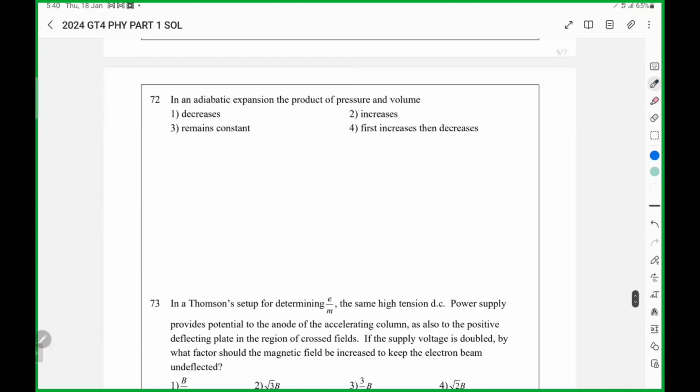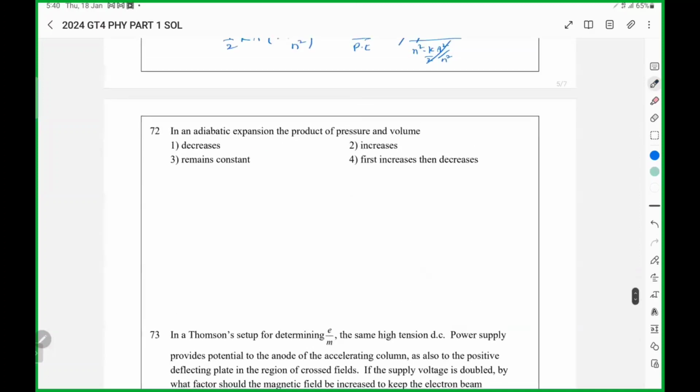So in adiabatic expansion, product of pressure and volume, it's a theoretically good question. First law of thermodynamics. For adiabatic process, delta Q is 0. So delta W is minus delta U. So in expansion, volume increases. So work done will be P into P final minus P initial. That is minus delta U will be positive. Delta U is negative.